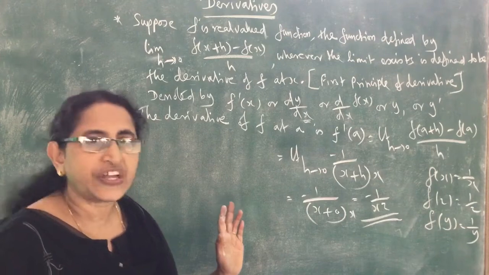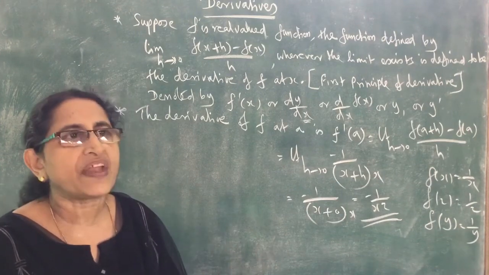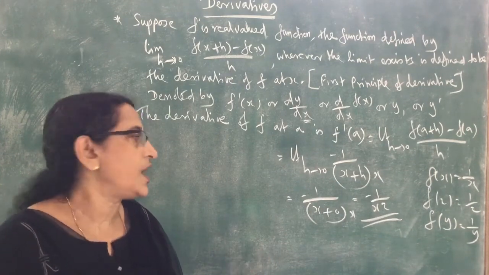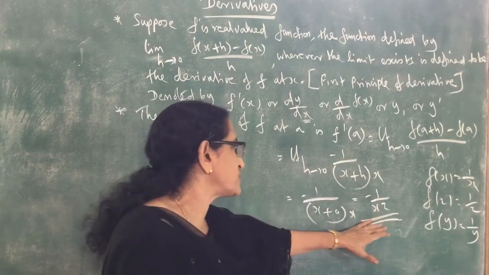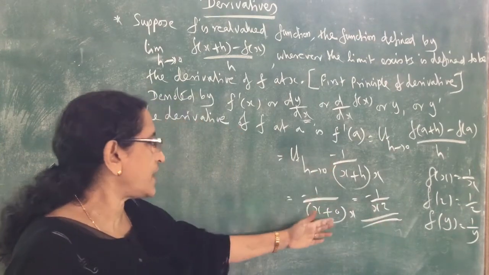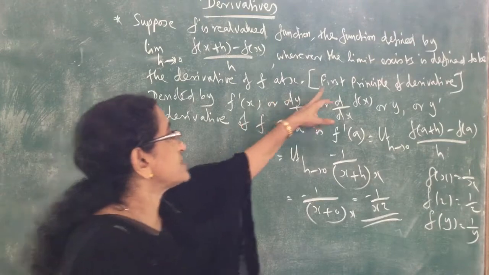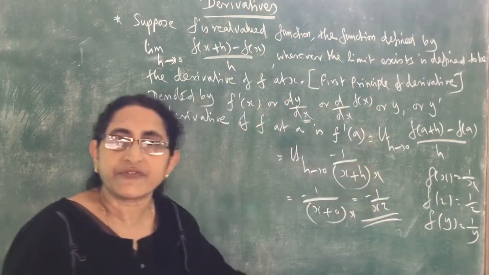So we found the derivative of a constant is 0, the derivative of x is 1, and the derivative of 1 by x is minus 1 by x square. So here we found the derivative using first principle. From first principle we found the derivative.